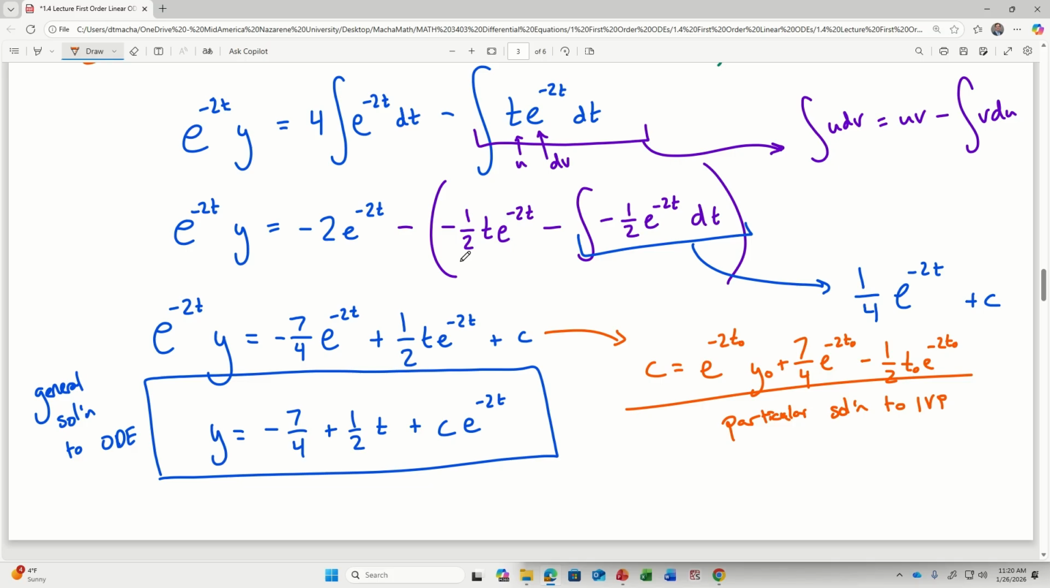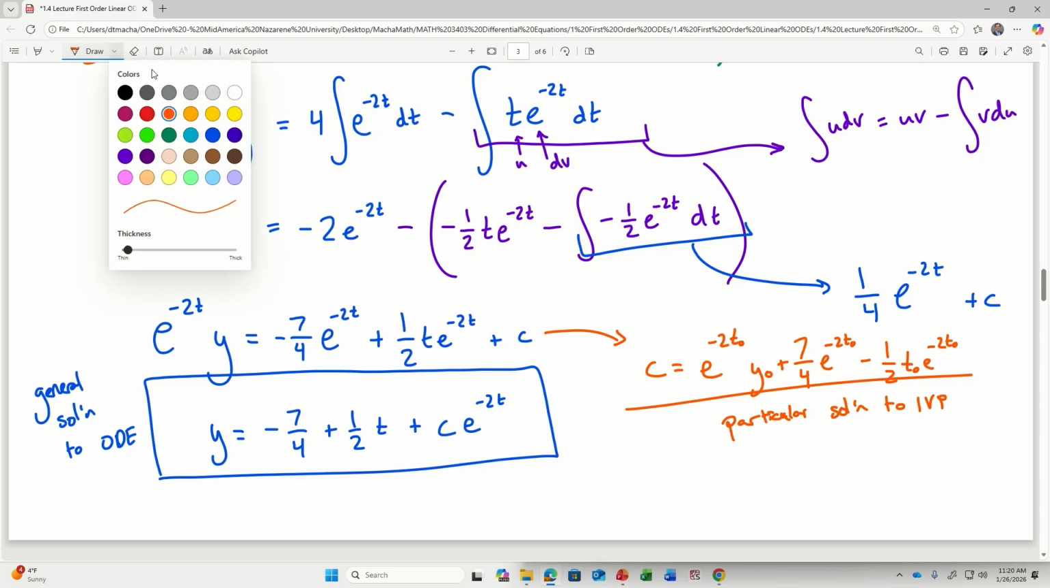The c would be divided by e to the negative 2t, wouldn't it? Would it not be? Oh, you're right. That should be a positive. Yeah.